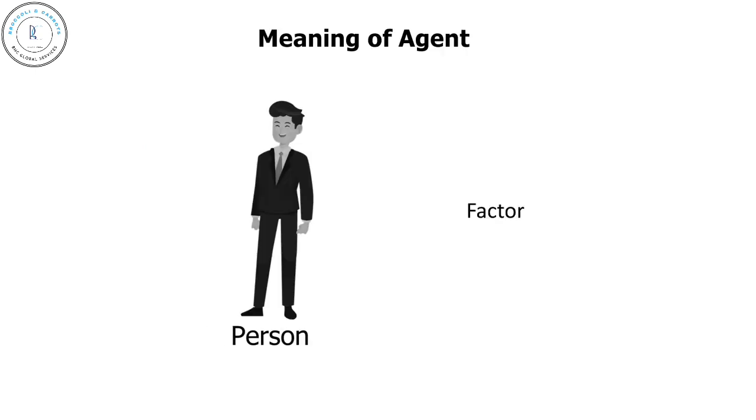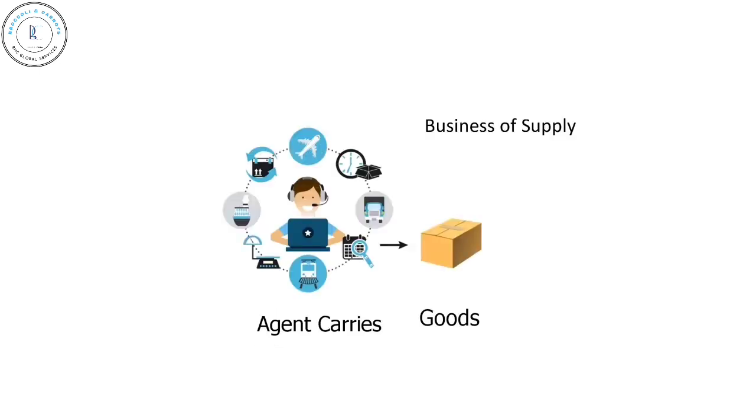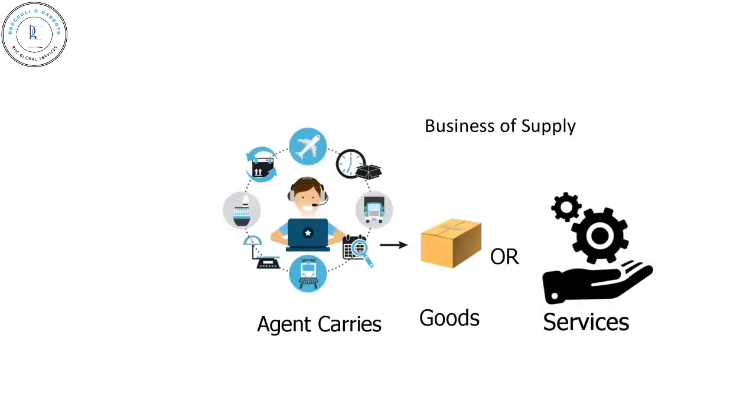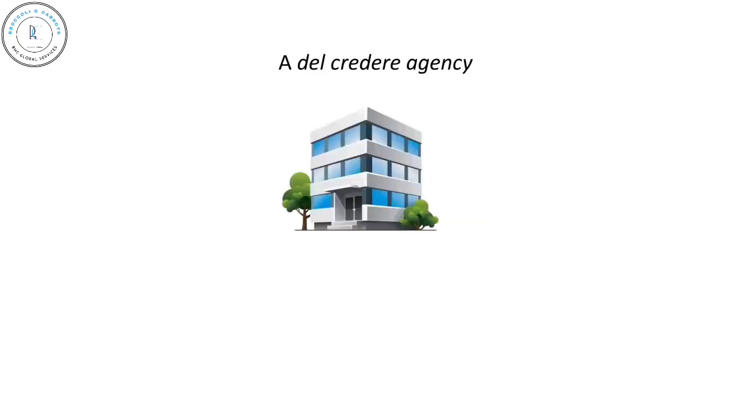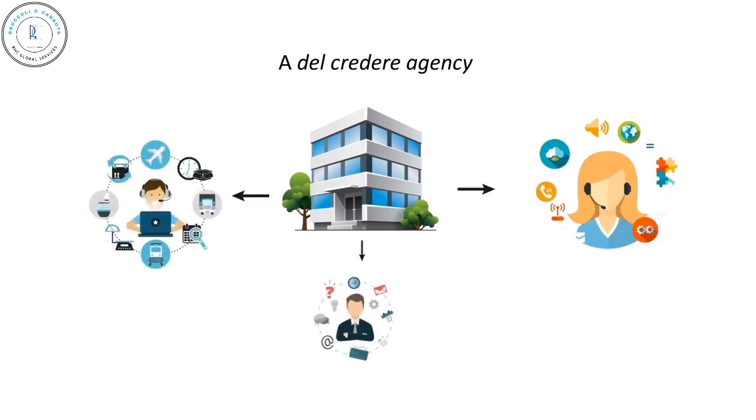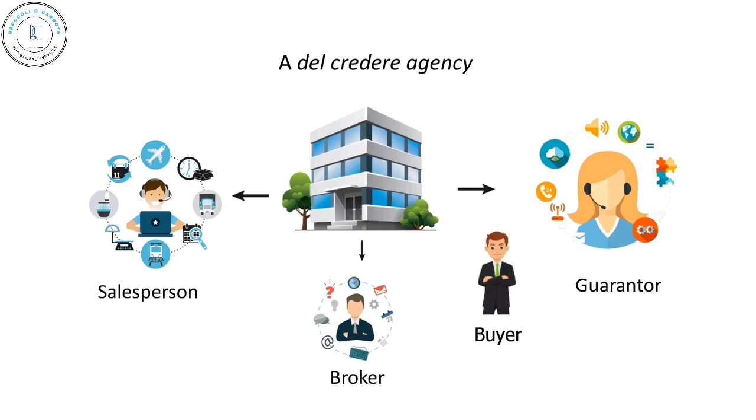Meaning of agent. Agent means a person, including a factor, broker, commission agent, arhatia (a term used in local markets), del credere agent, an auctioneer or any other mercantile agent, by whatever name called, who carries on the business of supply or receipt of goods or services or both on behalf of another. A del credere agency is a type of principal-agent relationship, wherein the agent acts not only as a salesperson or broker for the principal, but also as a guarantor of credit extended to the buyer.